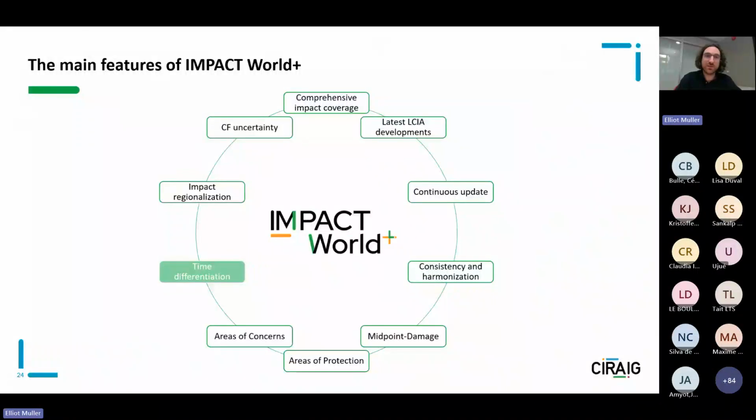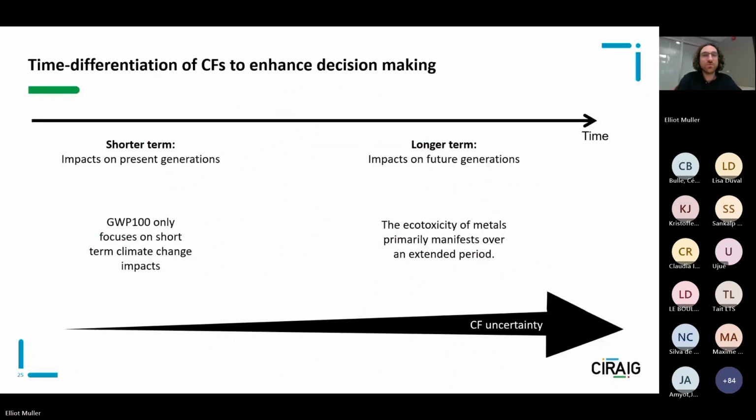Another very important feature of Impact Calculus is the time differentiation that is used. So, as you might know, different indicators have effects at different periods in time. So some indicators represent effects occurring at the short-term level. So for instance, the GWP 100 only focuses on the short-term effects of climate change. So that's everything that is happening before 100 years. And another example, the ecotoxicity of metals typically manifests over an extended period of time. So most of the impact will take place after a 100-year period.